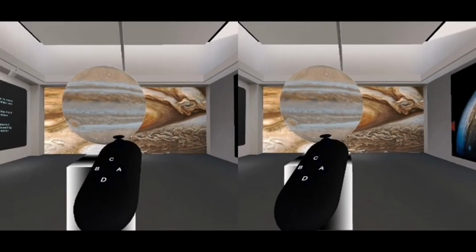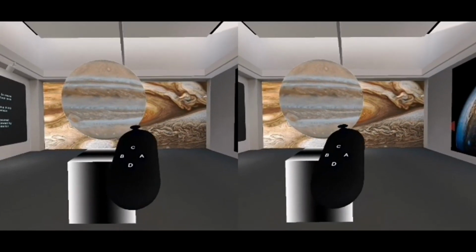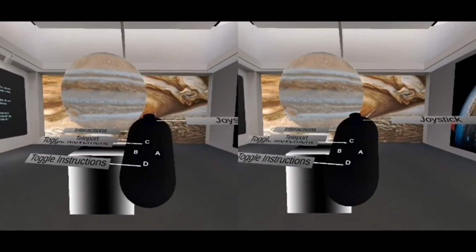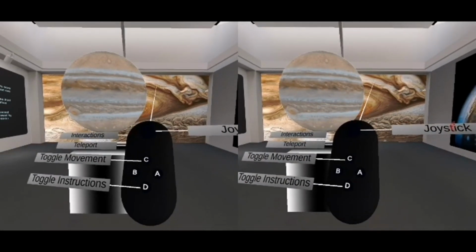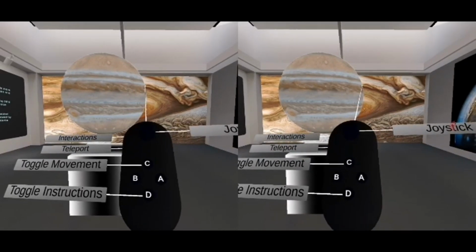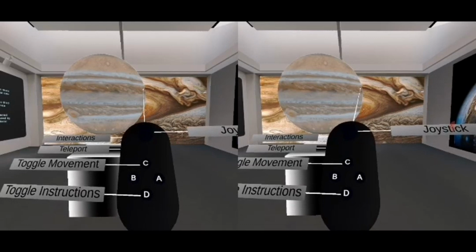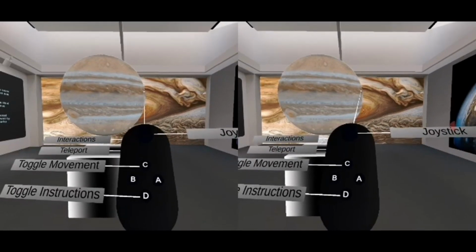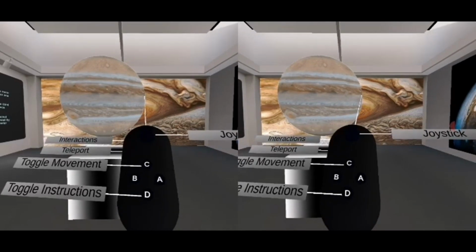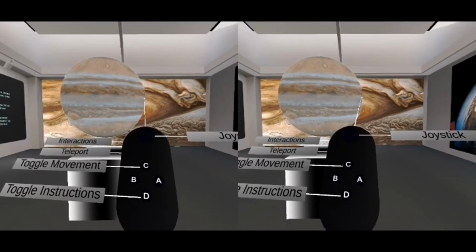So one more thing that I have done over here is you can see instructions as long as you press the D button. So C is a toggle. When you press C, you will toggle from joystick to teleportation, but currently both are enabled.